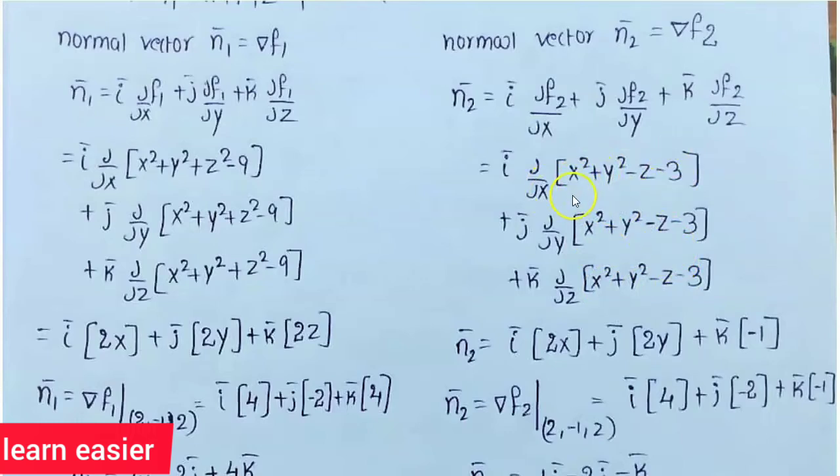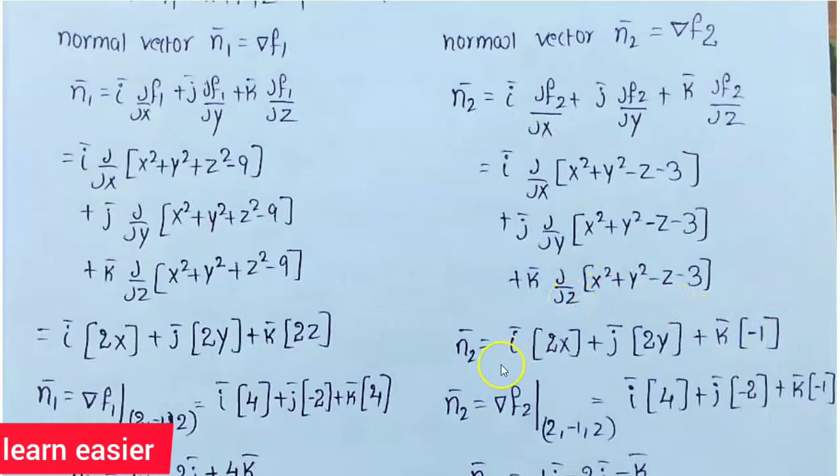Now we have to differentiate this function with respect to x. We get 2x, because the derivative of x square is 2x, and the other terms are 0. Then, differentiating with respect to y, we get only 2y, and the other terms are 0. Differentiating with respect to z, the derivative of minus z is minus 1, so we get only minus 1.